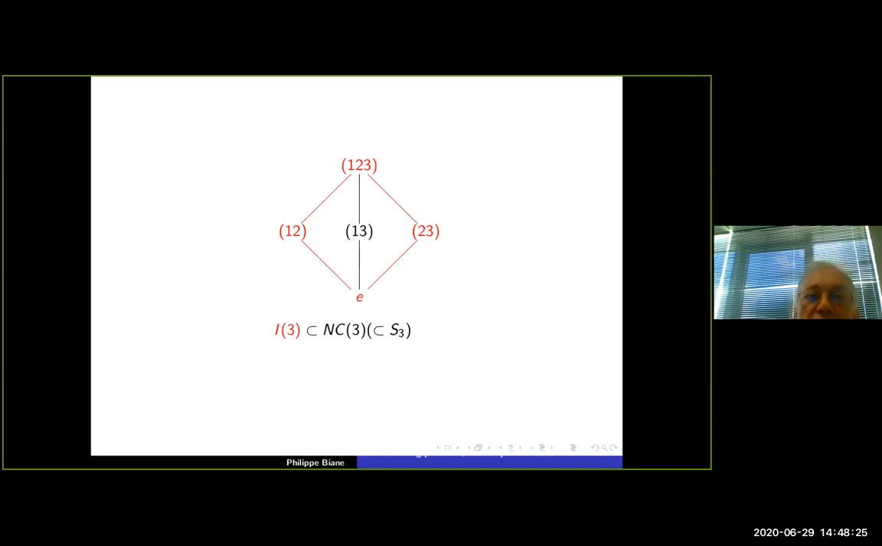Here is a picture of the lattice of non-crossing partitions, NC of 3. This is the lattice of non-crossing partitions on a set of 3 elements, as embedded in the symmetric group S3. Here we have the identity corresponding to the partition with 3 parts. Here we have 3 partitions with 2 parts. These are all transpositions. They correspond to transpositions when I embed in the symmetric group. And here I have the cycle 1, 2, 3.